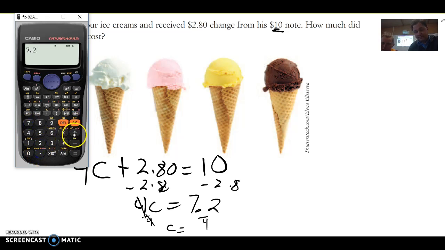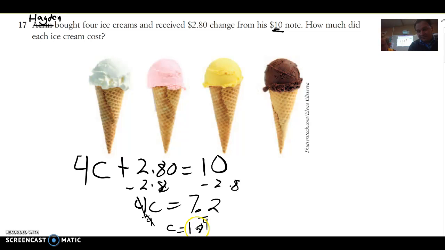What's your first guess? 1.3. Oh, you're close, but no cigar. 1.8. Right, so $1.80. So each of those ice creams costs $1.80. So you would collect $1.80 from each of your friends for those ice creams.